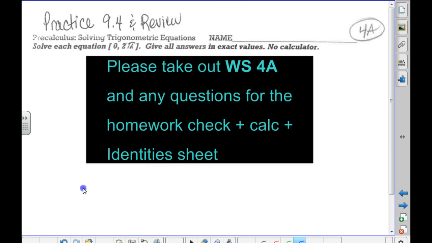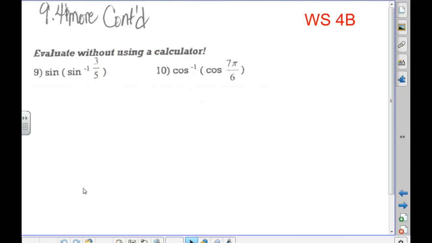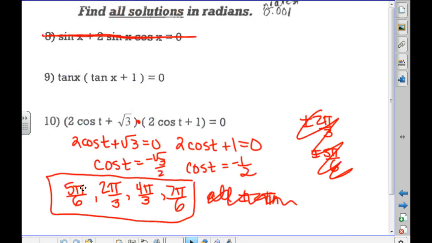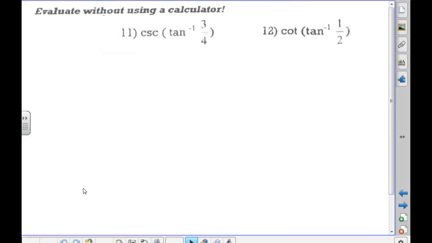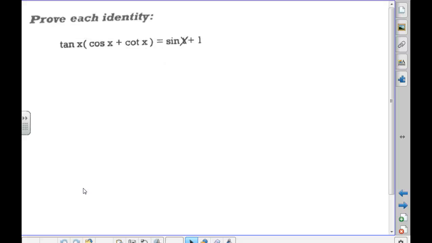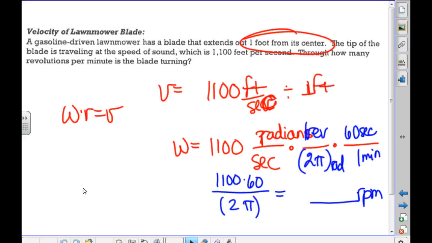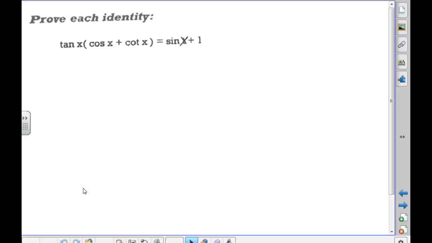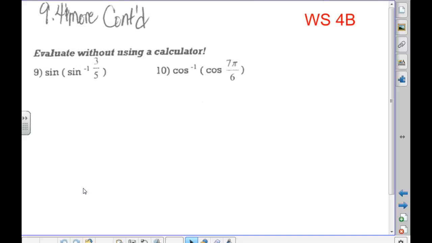Worksheet 4B, come on, load up. Number what? 9 through 12. Okay, number 9, you set tan x equal to 0 or tan x equal to -1. This is not worksheet 4? Oh, that's 4 side A, isn't it? You talking about B? Okay. Which number's on B? 9. At the top? Okay. This is 4B, sorry about that.